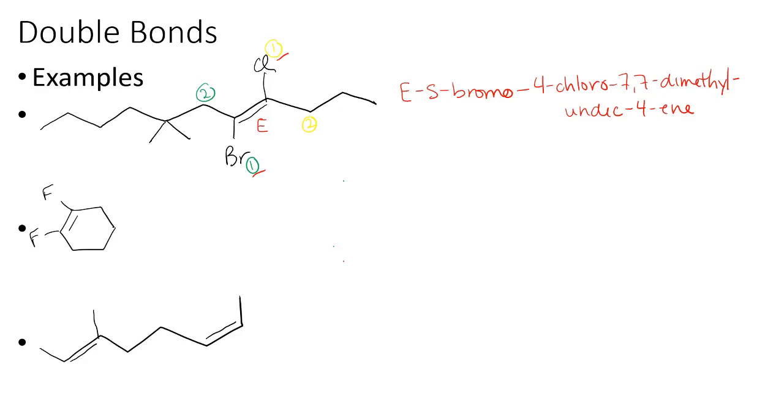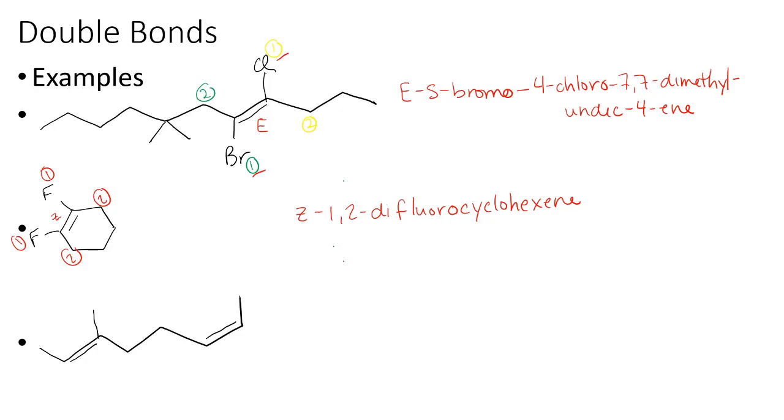For the ring, if we look at the ring and you assign priorities, the fluorines on each carbon atom would get priority number 1. The carbons would each get priority number 2. So this has a Z designation associated with it. So we would name this as Z-1,2-difluorocyclohexene. Again, the 1 and 2 for the ene does not need to be listed because in a ring, the double bond needs to be between carbon atoms 1 and 2.